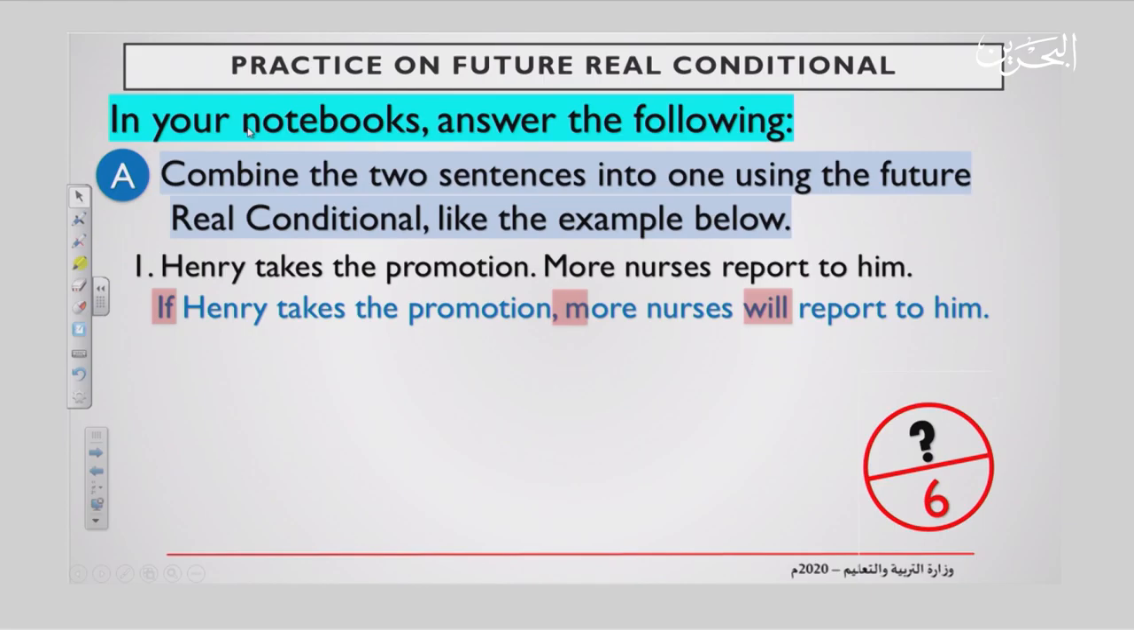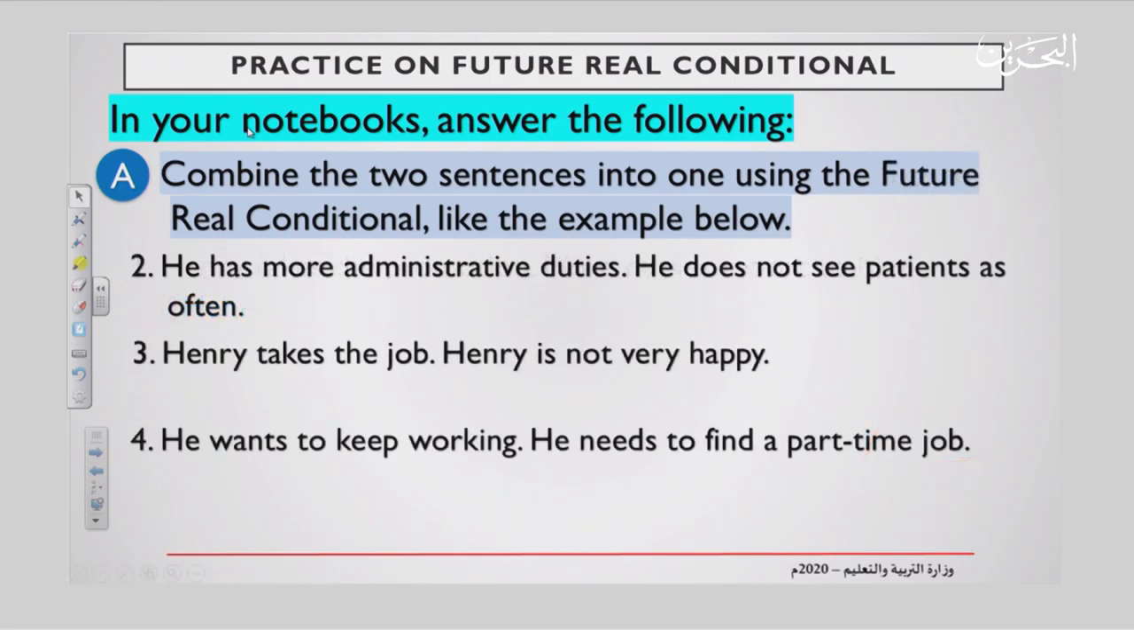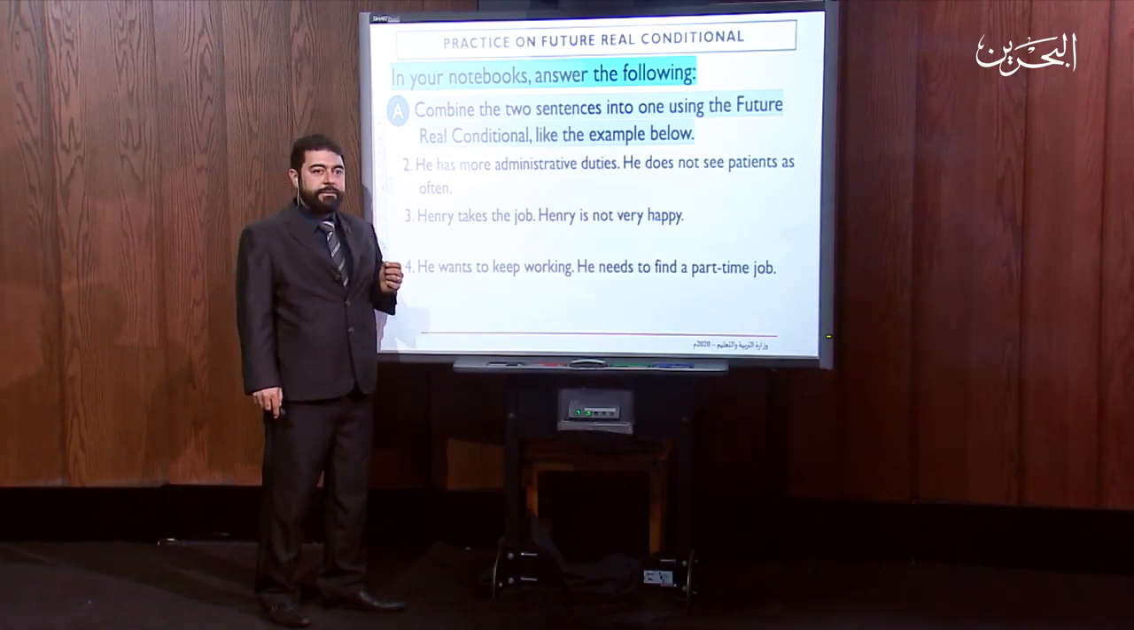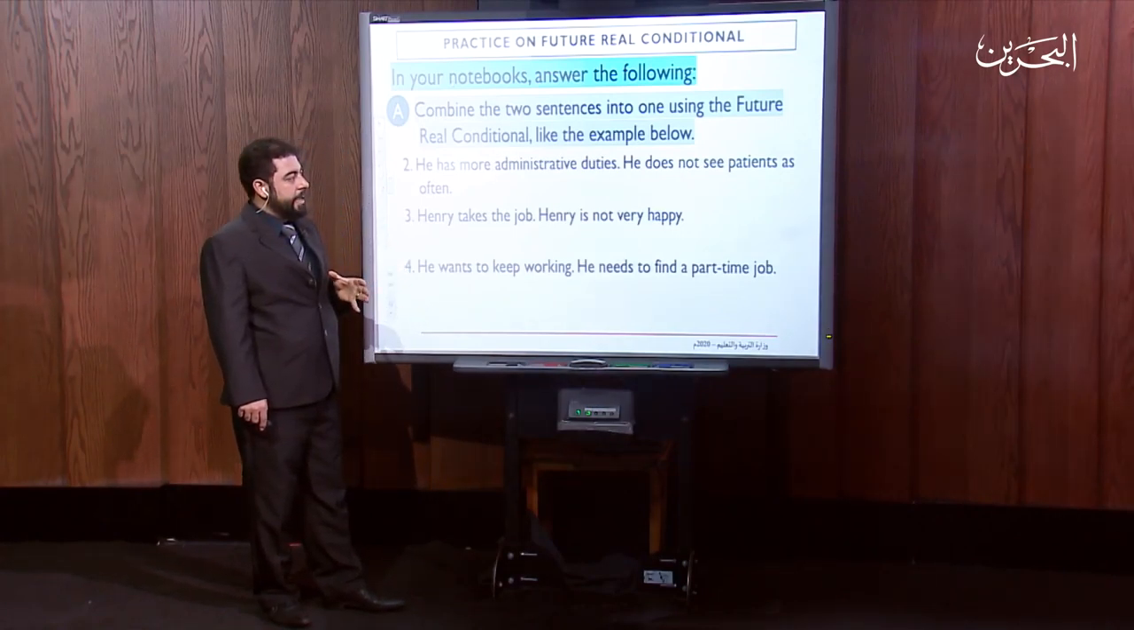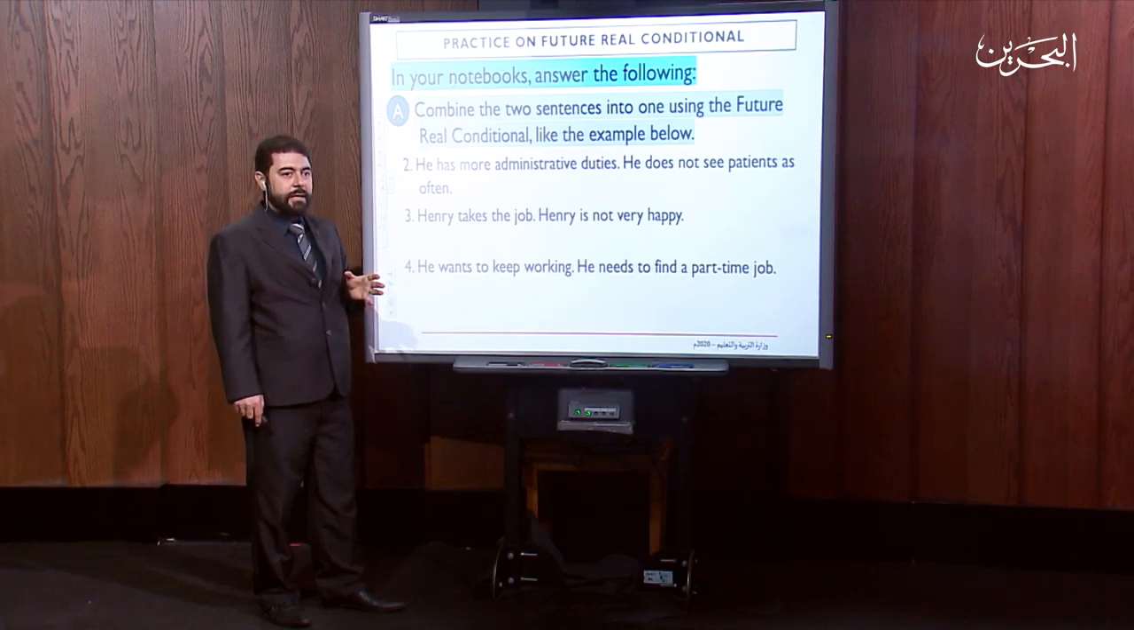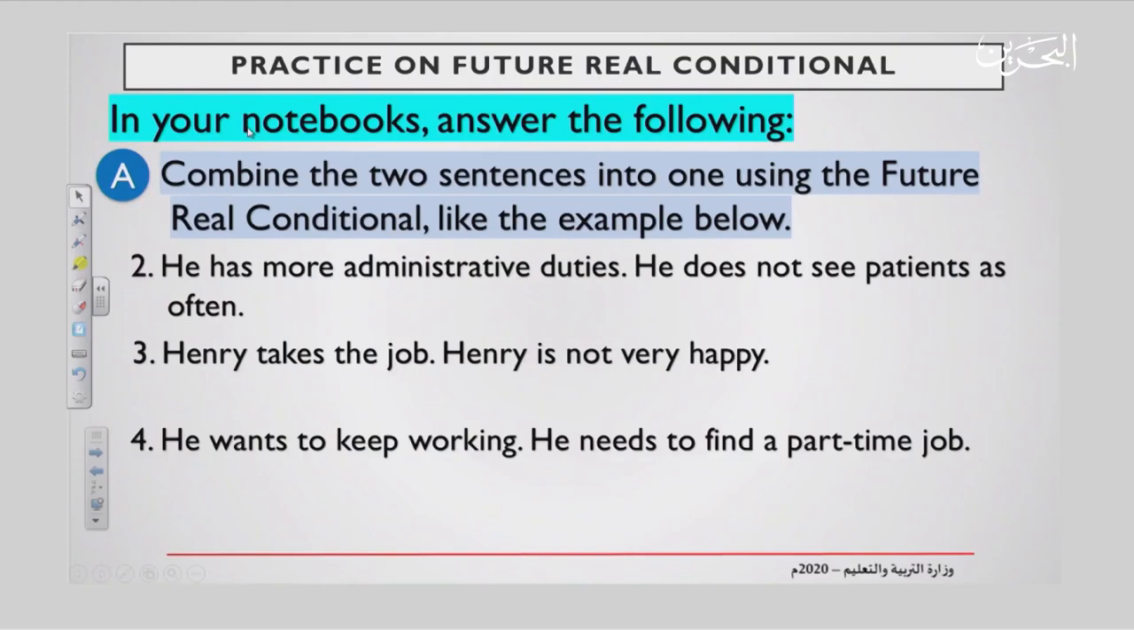Okay, let's take a look at the examples that you need to worry about and do not forget the mark. Two, he has more administrative duties, full stop. He does not see patients as often. Three, Henry takes the job, full stop. Henry is not very happy. Four, he wants to keep working, full stop. He needs to find a part-time job. Now you have 5 minutes to do this and you have a mark of six.